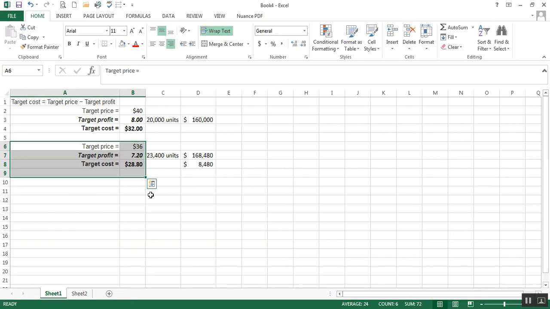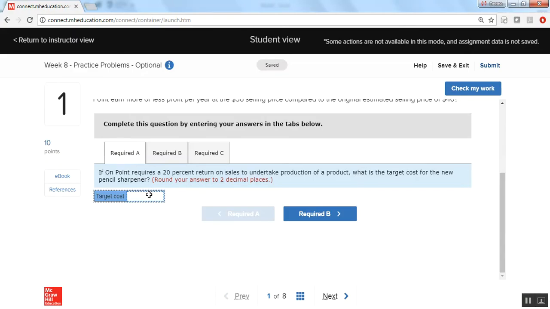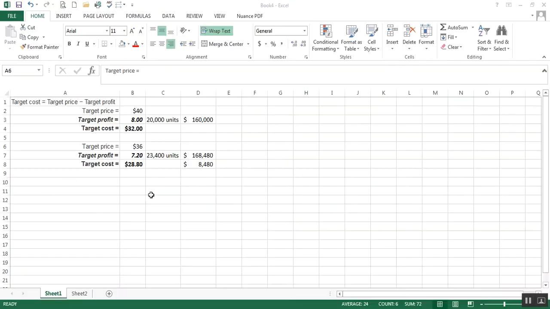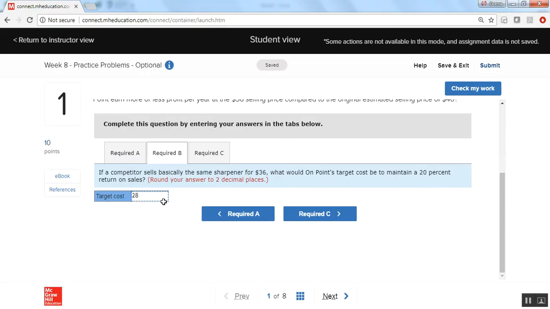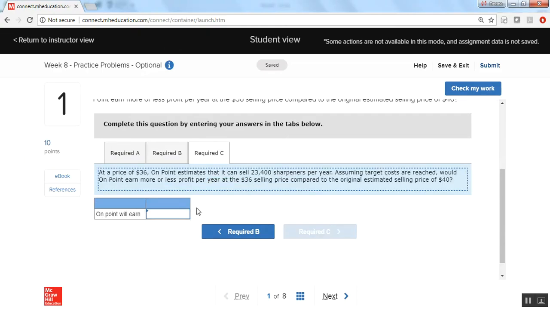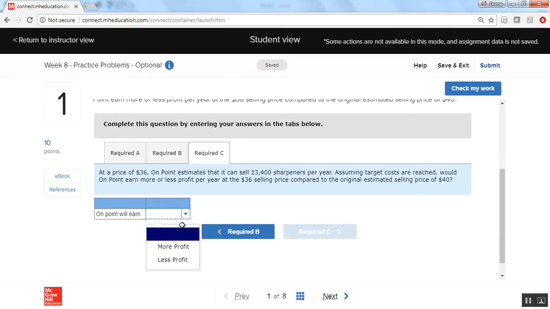Okay, so our target cost is $32 here. And our target cost here is $28.80. And OnPoint will earn more or less? They will earn more.